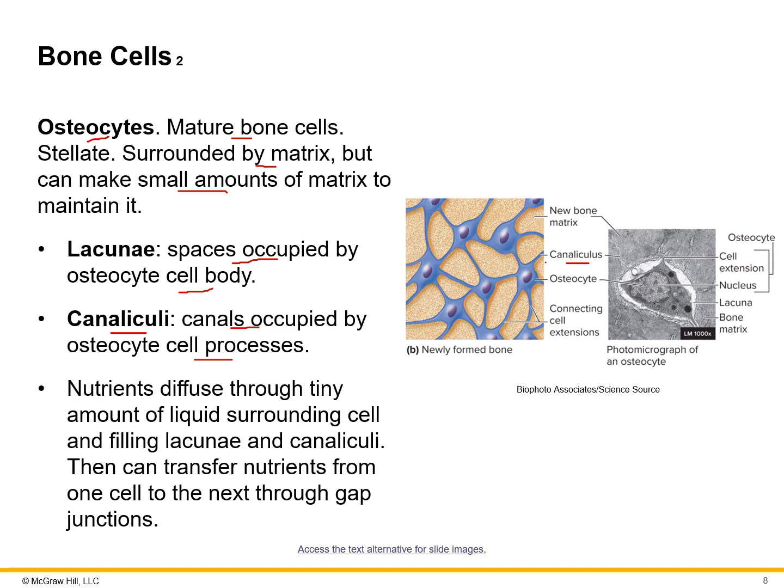What's going to happen here, again, is that we don't have a lot of nerves and blood vessels coming in, so the nutrients diffuse through tiny amounts of liquid that surround the cells. That fluid fills the lacunae and the canaliculi, and then the cells can transfer the nutrients from one to another using those all-important gap junctions.